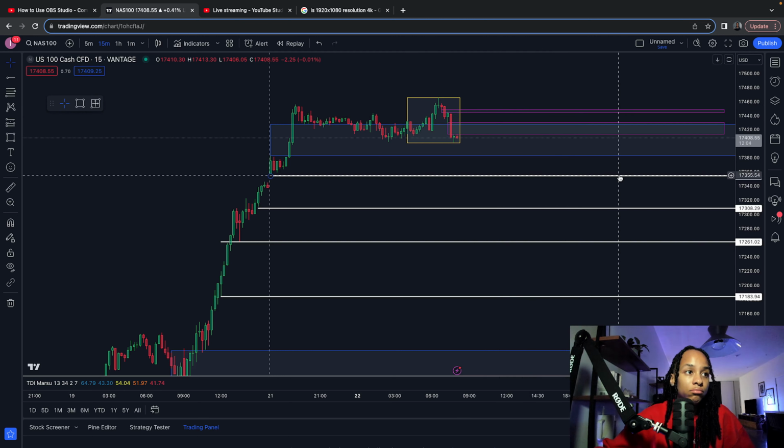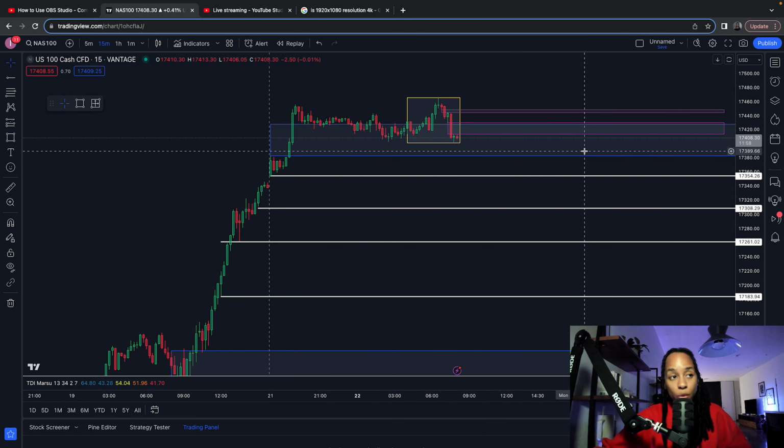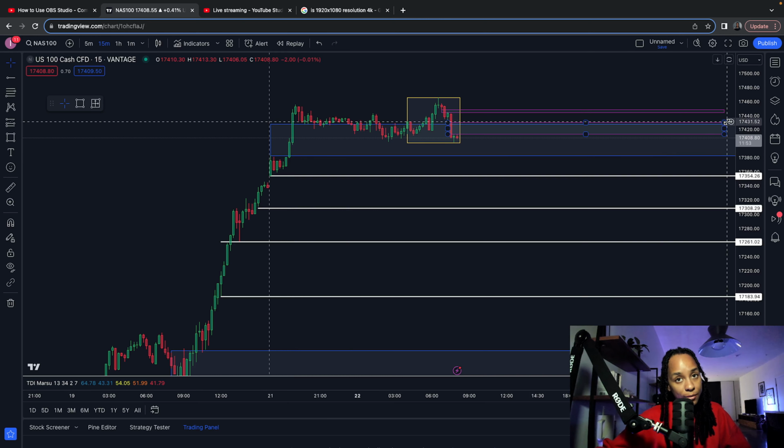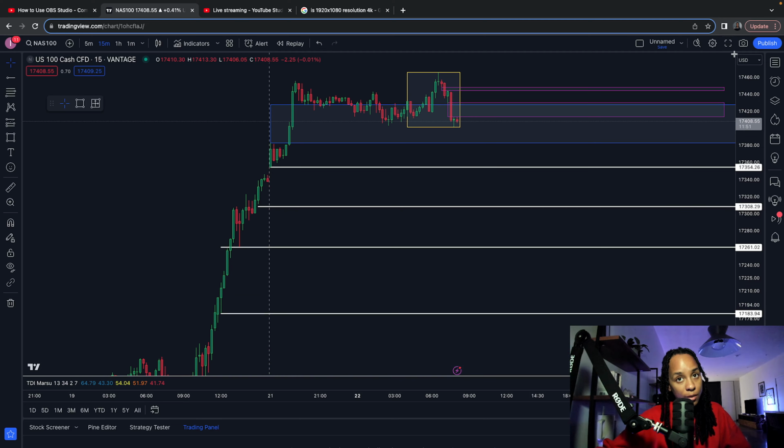So price on the 15-minute is bullish. Price on the 1 hour is bullish. Currently, I am bullish on NASDAQ.